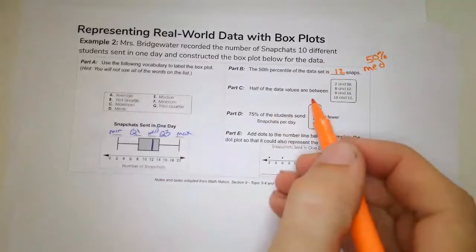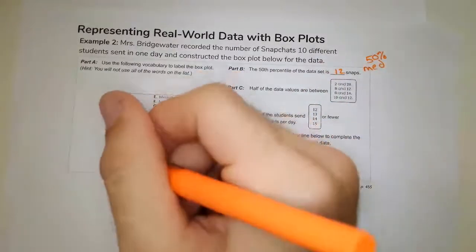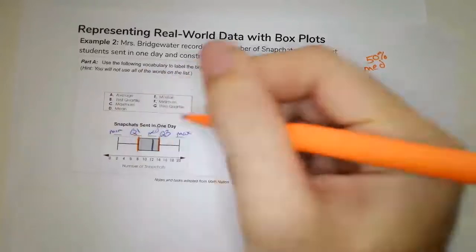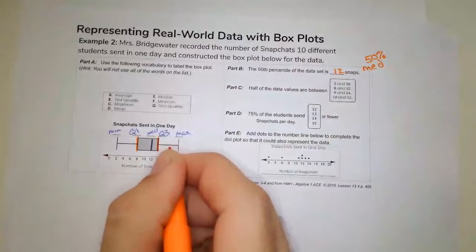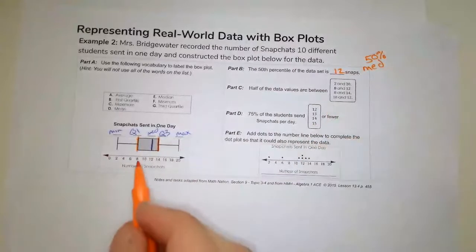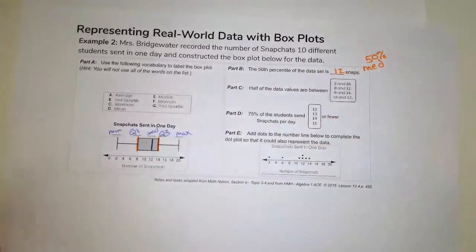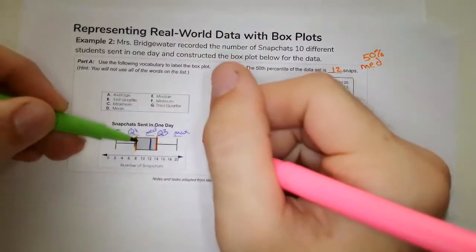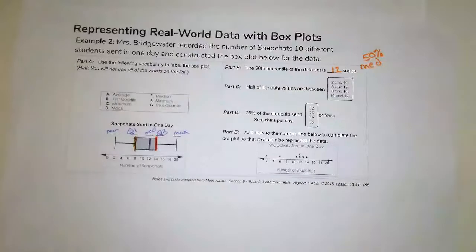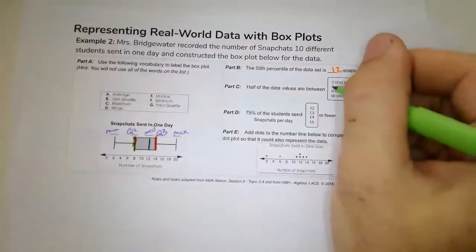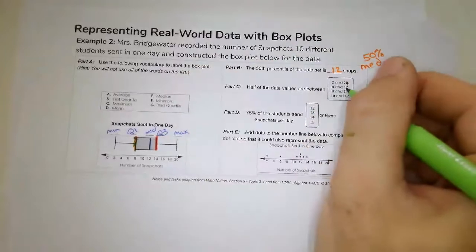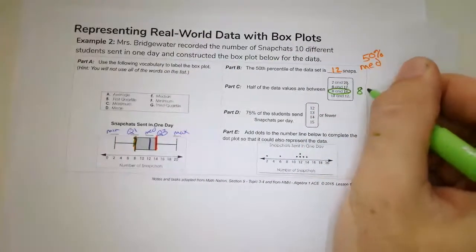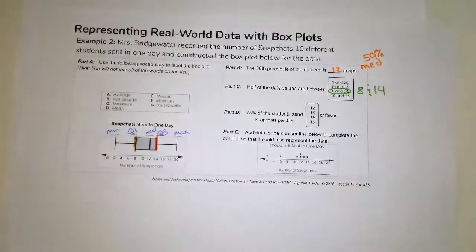Half of the data values, so, you know, when it's talking about half, it's talking about that middle 50%. Because remember, 25, 25, 25, 25. So the middle is between 8 and 14. And if you remember, that's our Q1, which is right here, and our Q3, which is right there. So it's between 8 and 14, so it's going to be this guy right here, 8 and 14. That's our 50%.